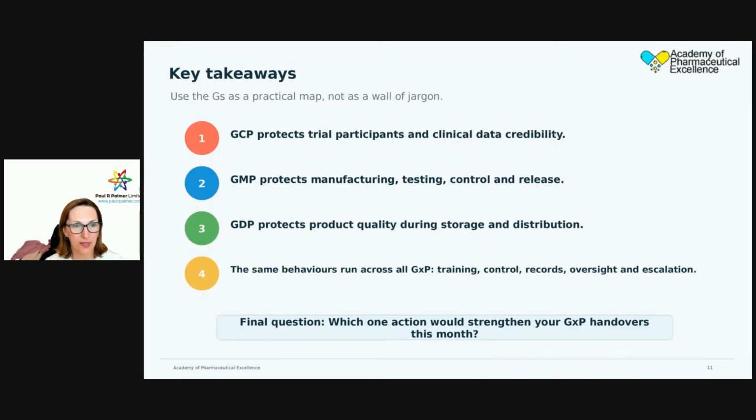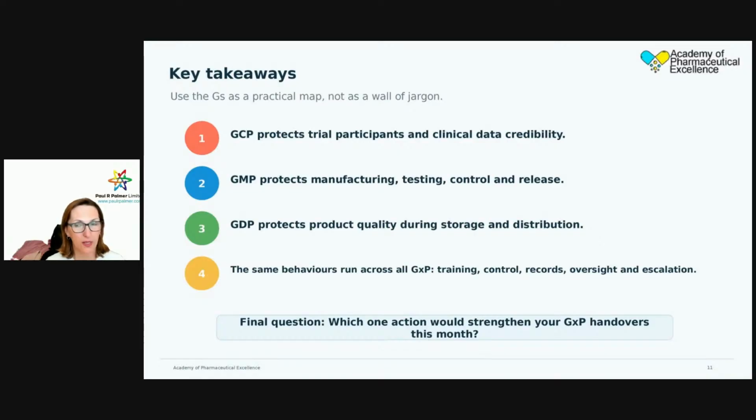So rather than seeing the G's as a wall of jargon, use them as a practical map. Where are we in the life cycle would be your first question. Then what is the risk? What evidence do we need? Who owns the decision? Could this impact the patient, the product, or the data? Key questions that you can ask in your everyday work.